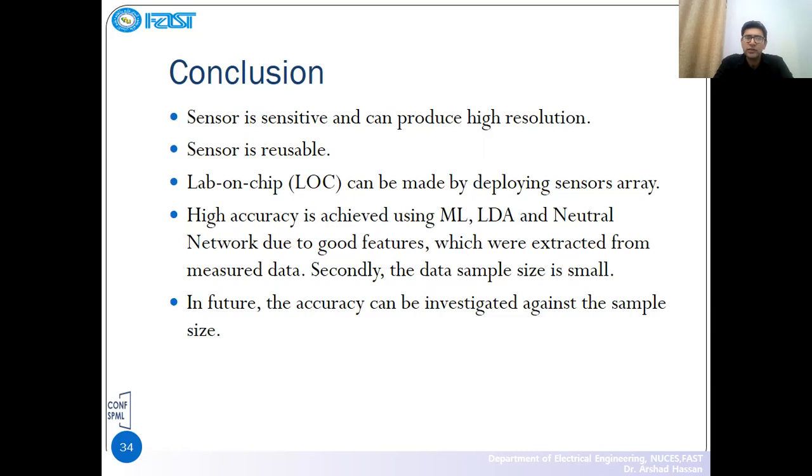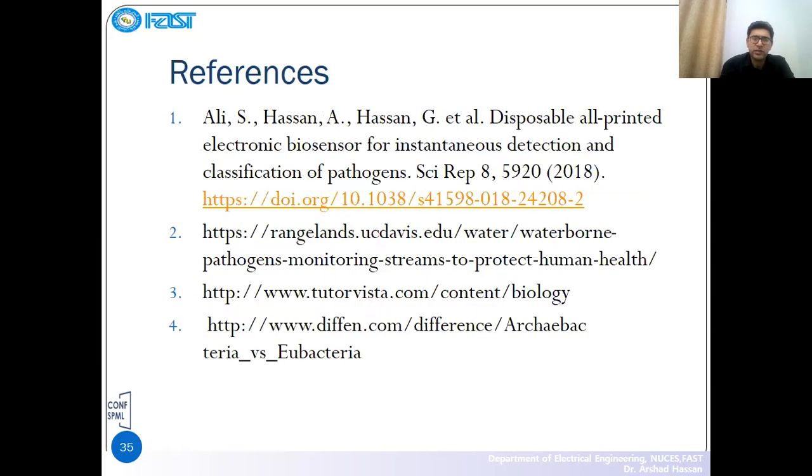So in future, the accuracy can be investigated against the sample size. So we can investigate, if the data size is scaled, what is the effect on the accuracy. So this is the conclusion. So these are the references.